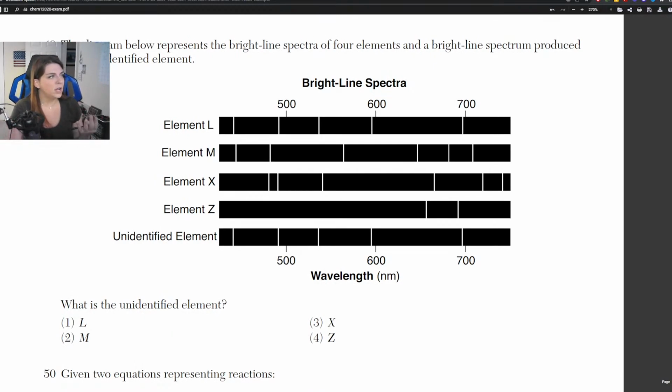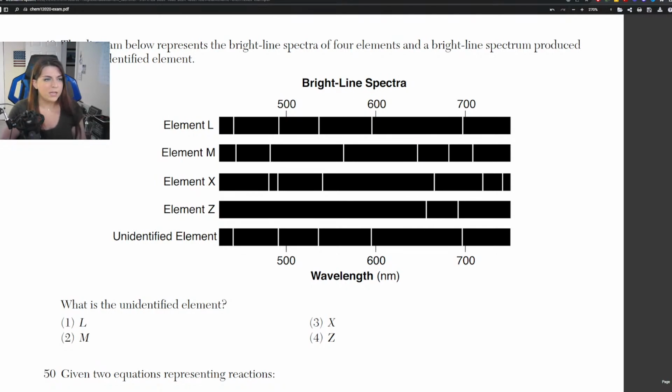Flame tests are not great because flame tests just give you a color, right? You have a sample and you're like, oh, I don't really know what this is. And then you throw it in a fire and then it turns blue. And you're like, okay, well, if it's blue, it could be these 14 different elements. If you use a bright line spectra, then you are going to get the exact wavelengths, and the exact wavelengths are going to be unique for each element. So that's what's happening here.